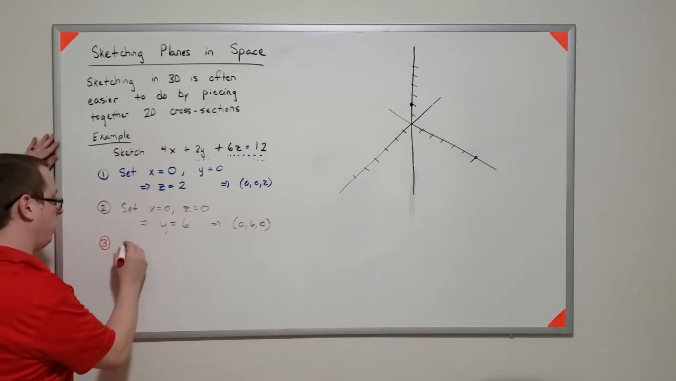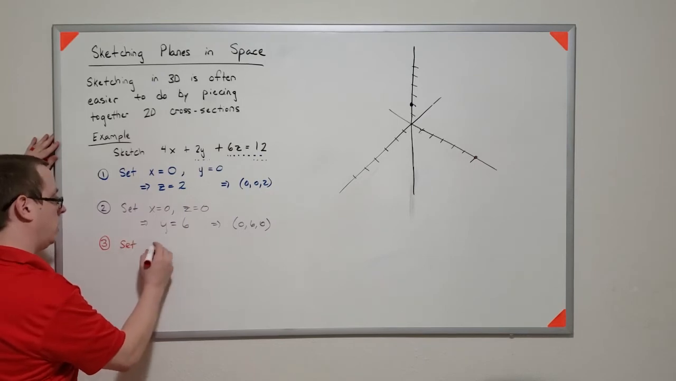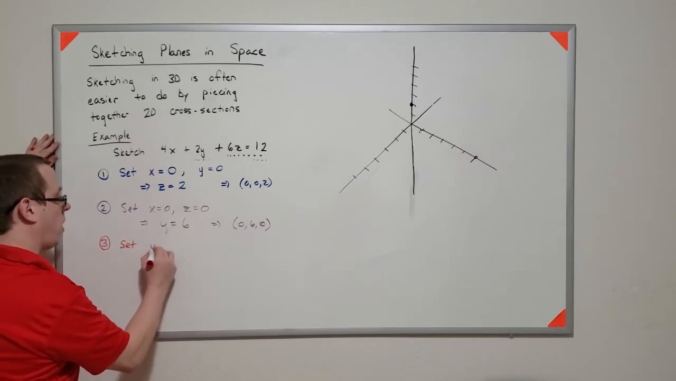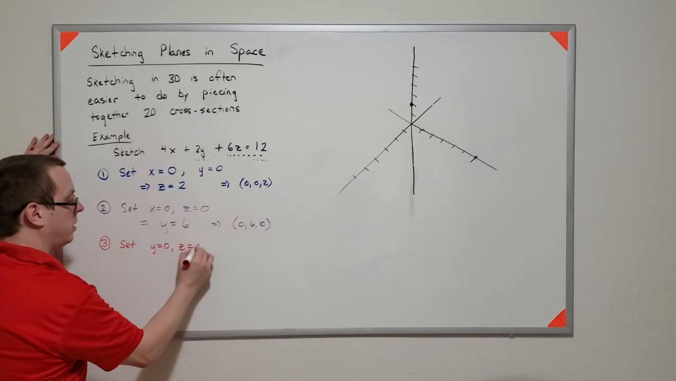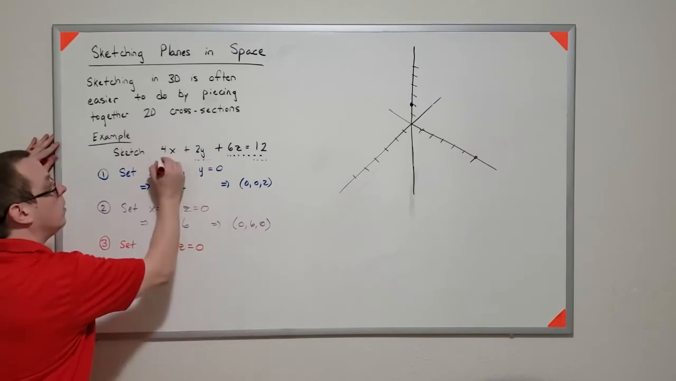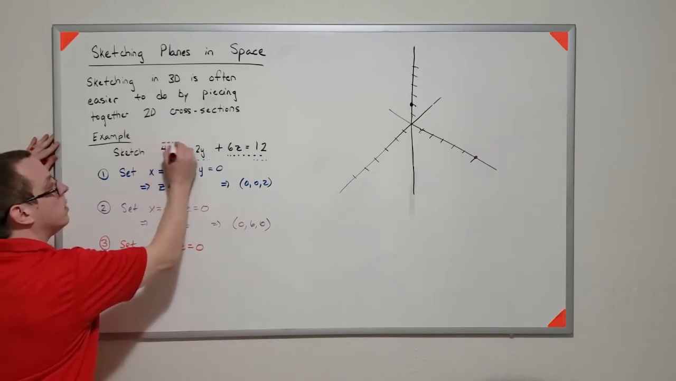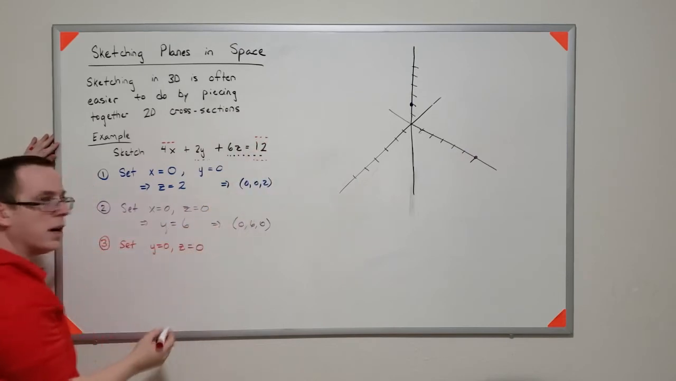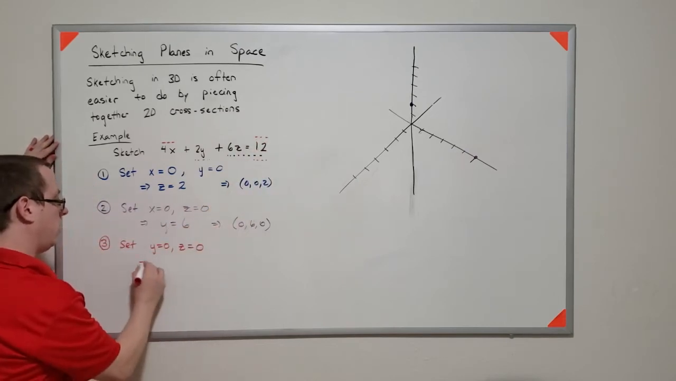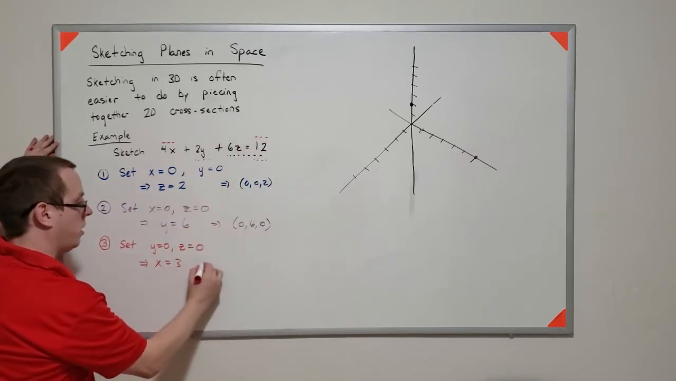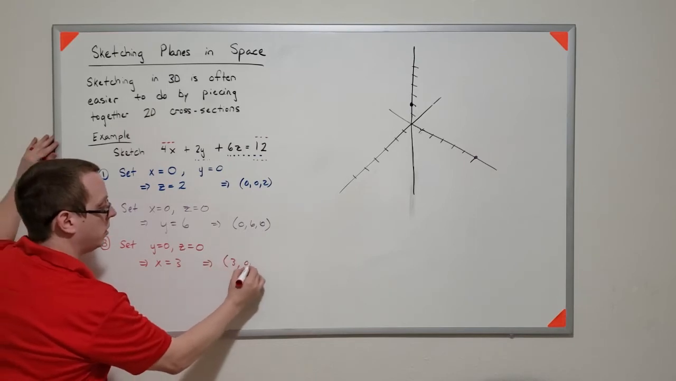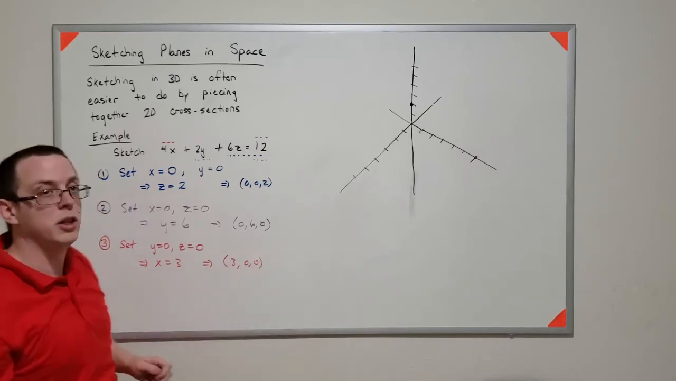And then finally, I could say I'm going to set y equals 0 and z equals 0. So that equation tells me that x is 3, which tells me that 3, 0, 0 is a point in the plane.